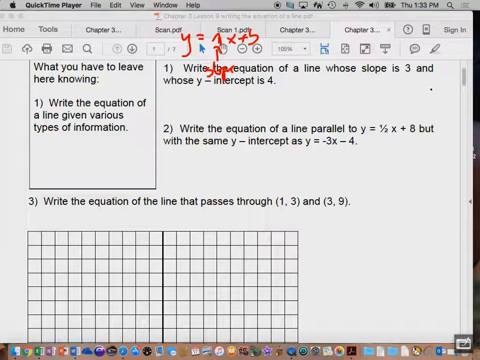Slope. It's how you move. And what does b stand for? Y-intercept. And it's where you begin. Very good. Okay, so we're looking pretty good on that now.